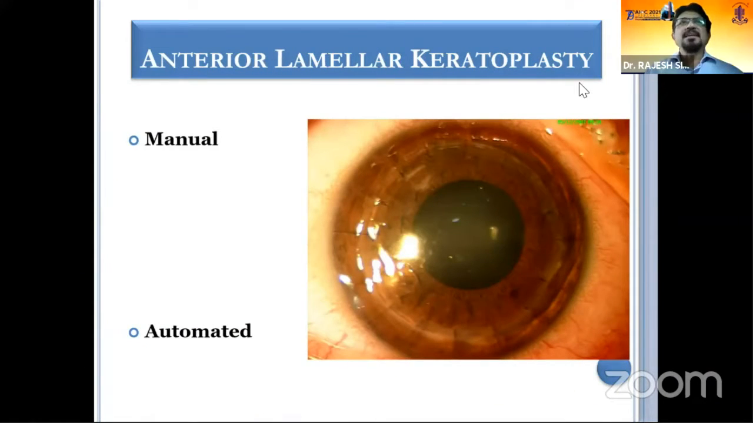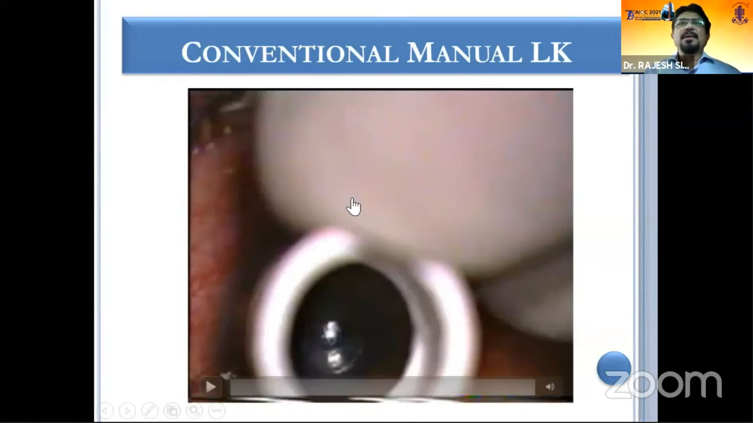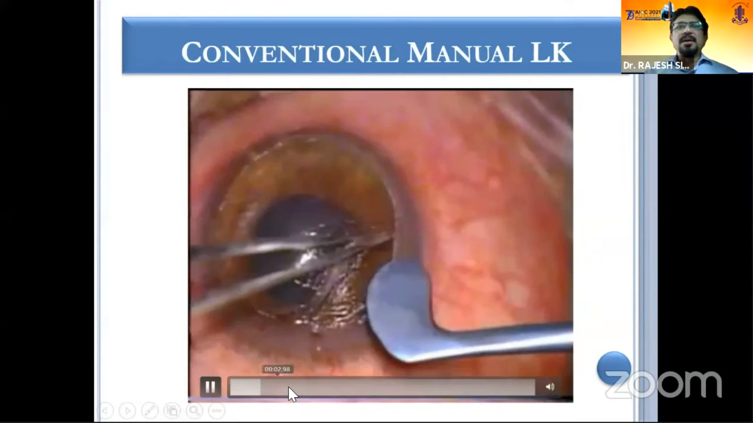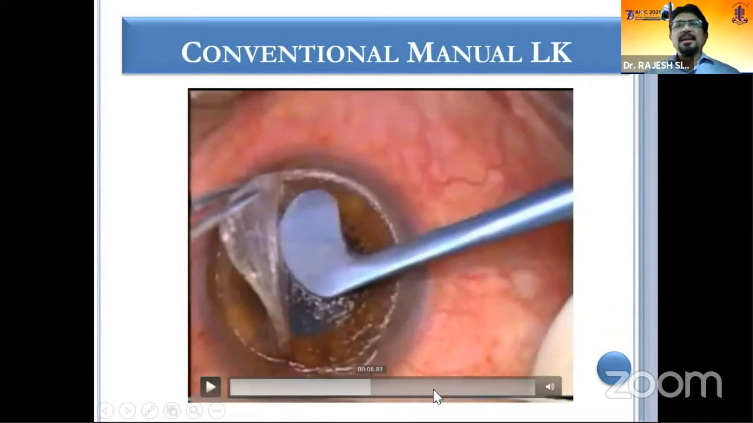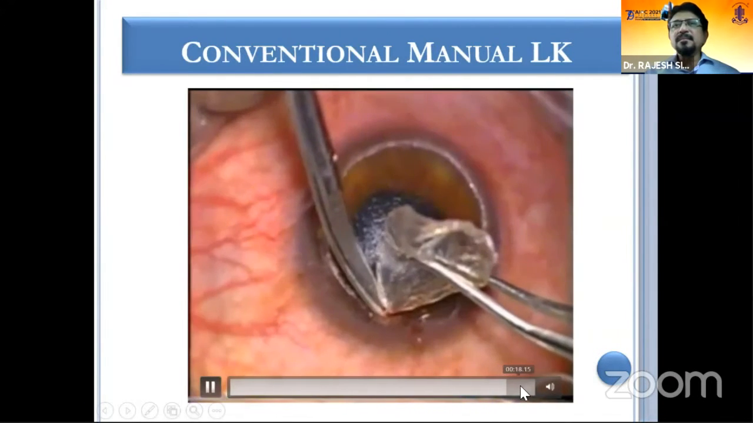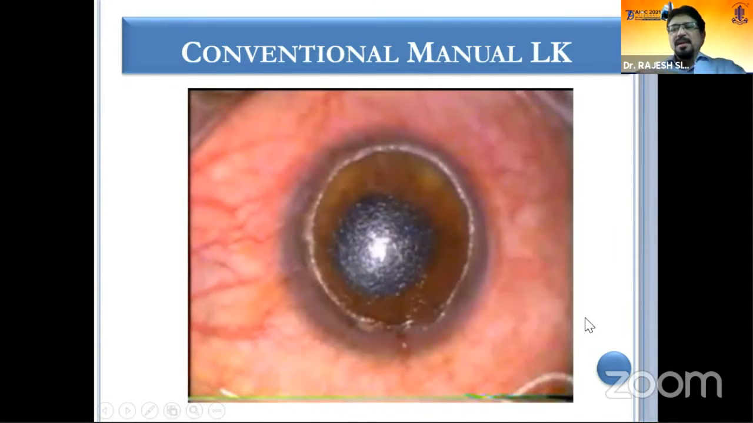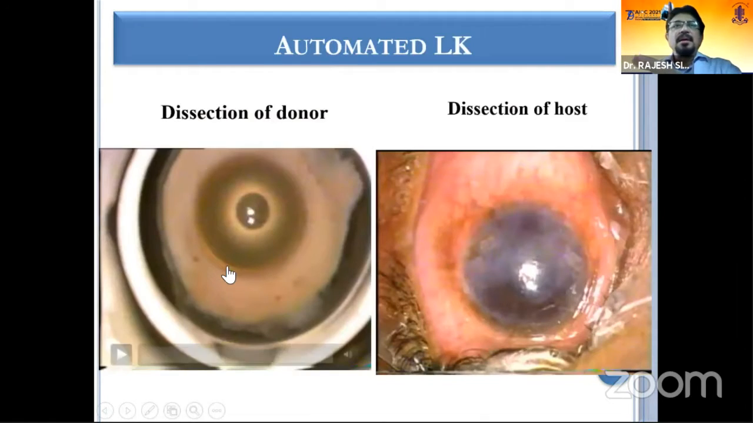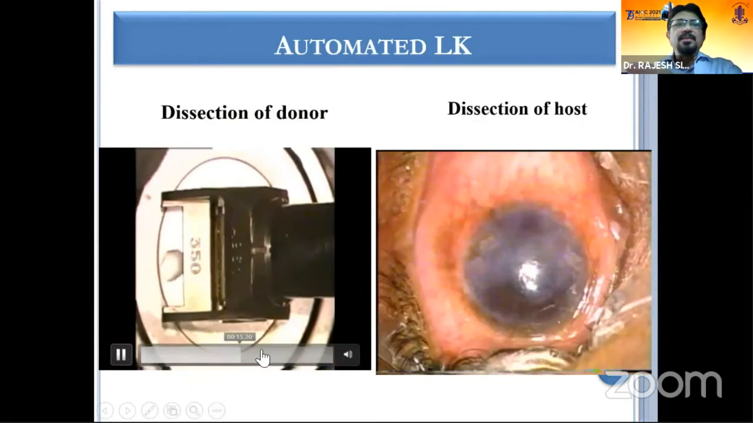Yeah, I'll just move fast. So if the opacity is deeper down, you can do anterior laminar keratoplasty, which can be manual or automated. So if you are doing a manual, then you have to dissect it manually and then place a donor lenticule. And if you are using a microkeratome, then you dissect it with a microkeratome.